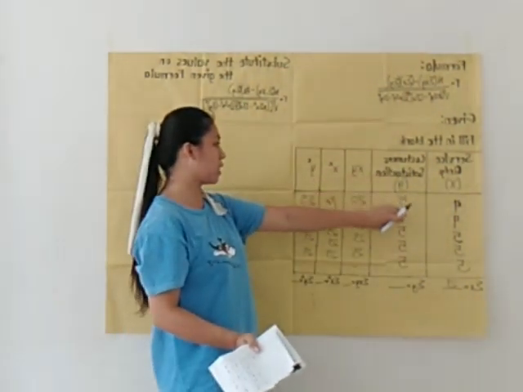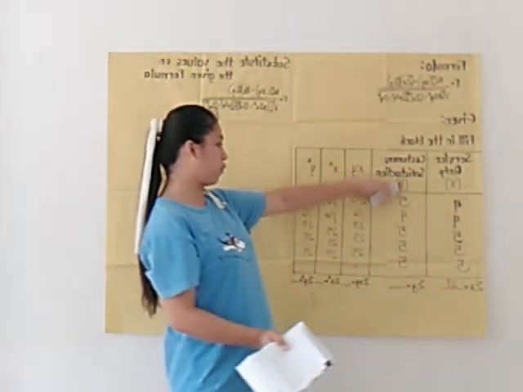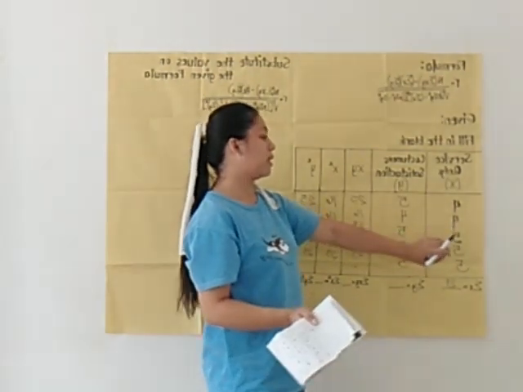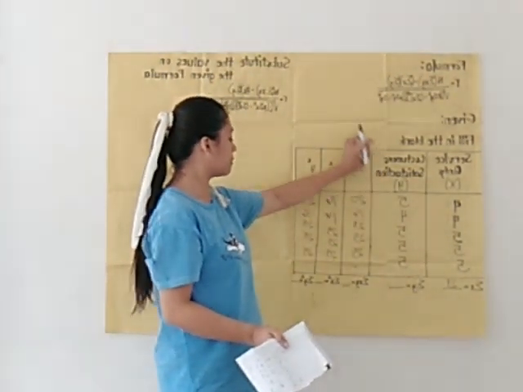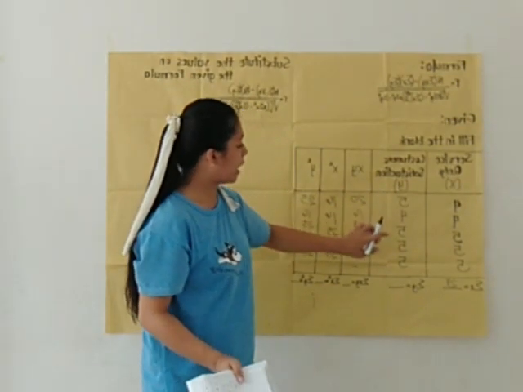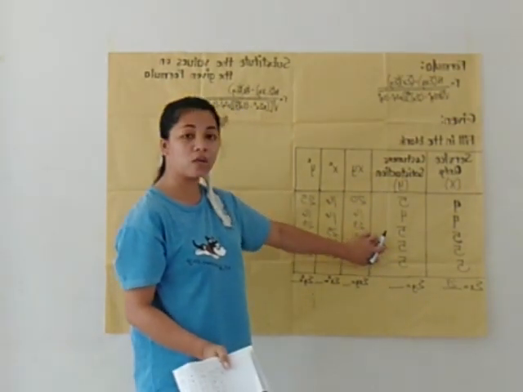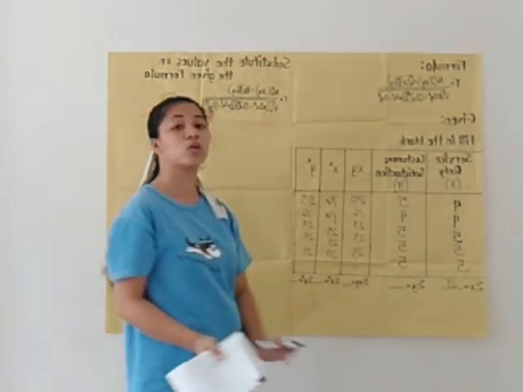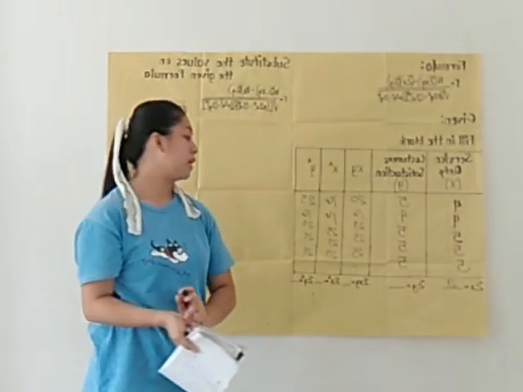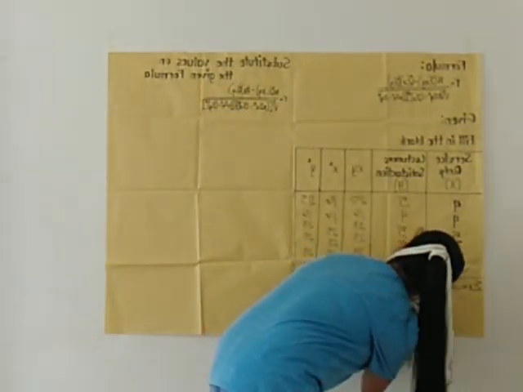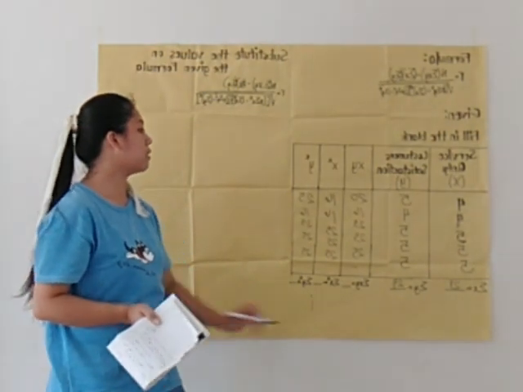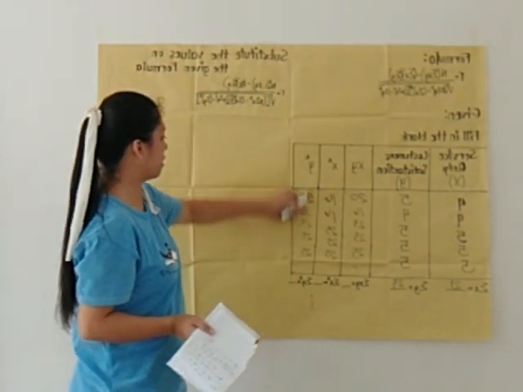So in our customer satisfaction, in our value of y, what we need to do is the same as what we did here. So add all the numbers: 5 plus 4, 9 plus 4, 14 plus 5, 19 plus 5, 24. So our summation of x is 24. So same here, here, and here.